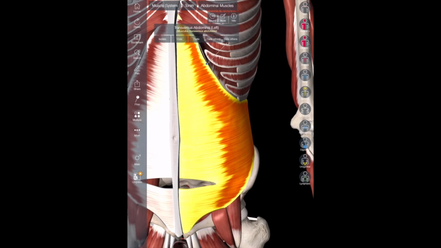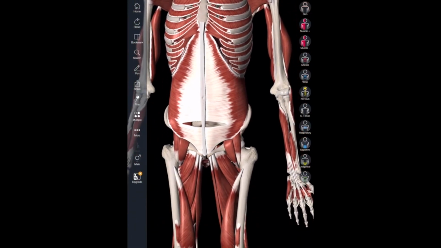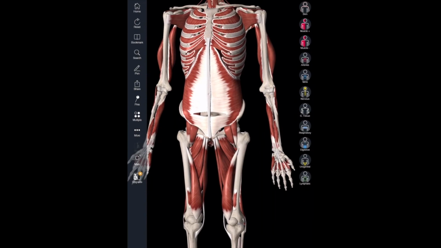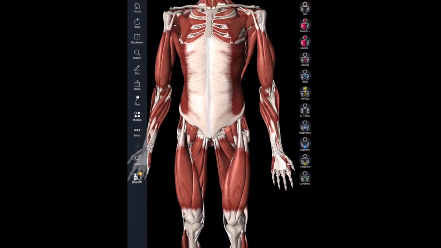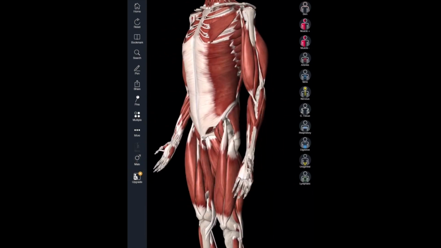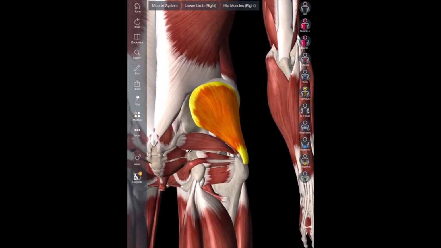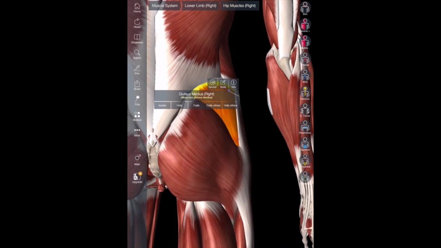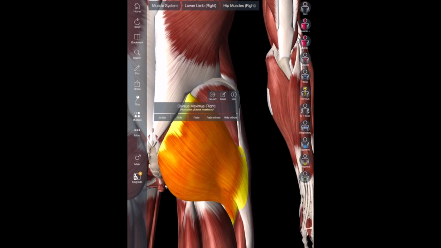Let's see, what other things do we need to review here? So know your antagonists also. So for instance, the adductors, we know what actions the adductors do, right? Their name tells us that they do adduction. What muscles are the antagonists of the adductors? The adductors do adduction. What muscles do abduction of the hip? Gluteus medius and gluteus maximus. They would be the antagonists there.